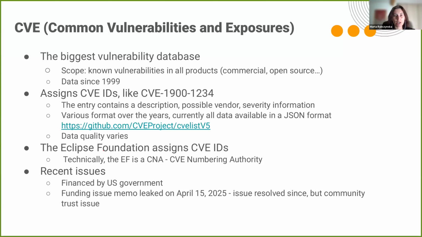Data quality, when you have a look, varies in the entries. The Eclipse Foundation is assigning CVE IDs for the projects that are hosted by the Eclipse Foundation. So the Eclipse Foundation is one of the CNAs. A CNA is a CVE Numbering Authority, an organization that can assign CVE numbers. Typically, those are vendors of that specific software. In the case of open source, typically foundations or other organizations that host a specific project.